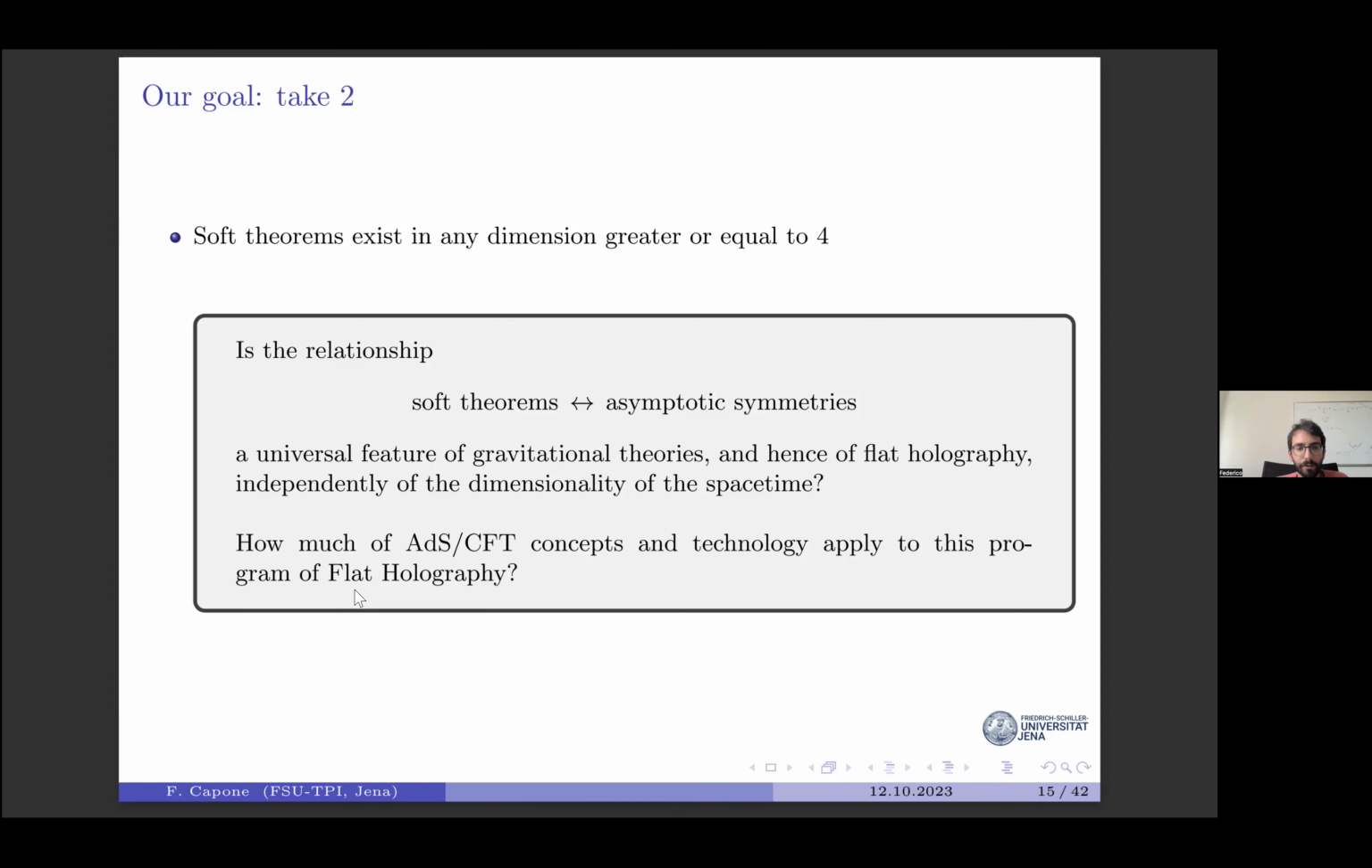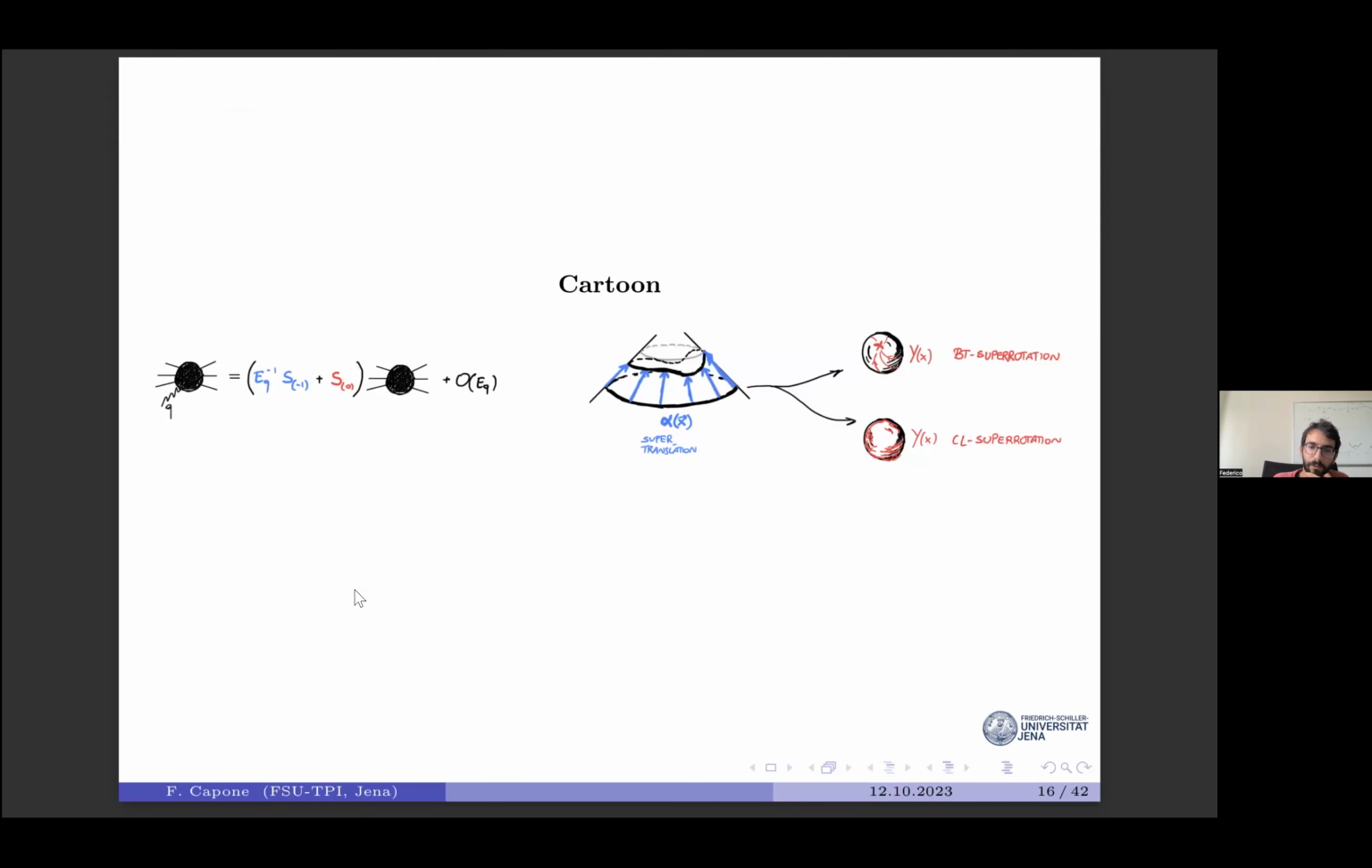Okay, so now I will move toward a sort of, as I said, cartoonish explanation of how things work. This is supposed to give us all the conceptual and technical ingredients for showing that the soft theorems are related to asymptotic symmetries, and also give me the possibility to tell you what happens in higher dimensions. So I will now focus on four dimensions.